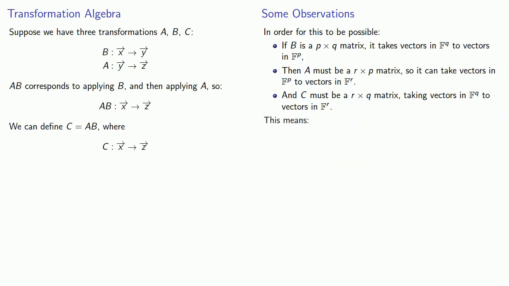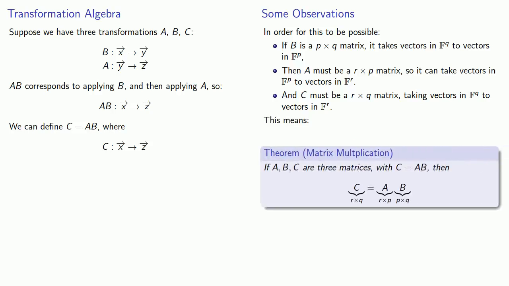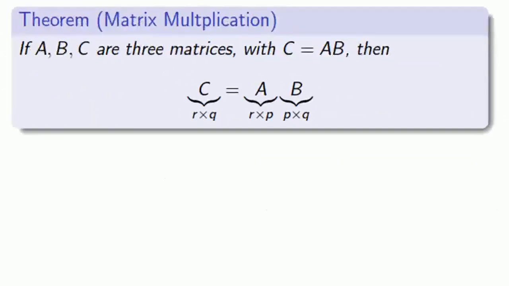And this gives us a very important result. If we have any hope of multiplying two matrices together, the number of columns in the first matrix must be equal to the number of rows in the second matrix. And the product is going to have the number of rows in the first and the number of columns of the second.